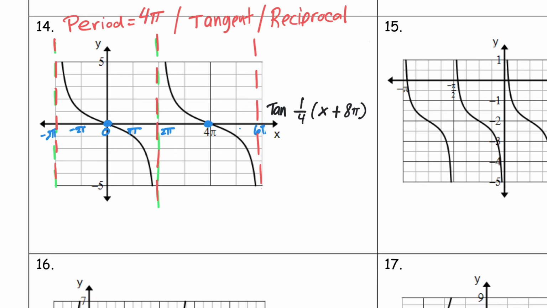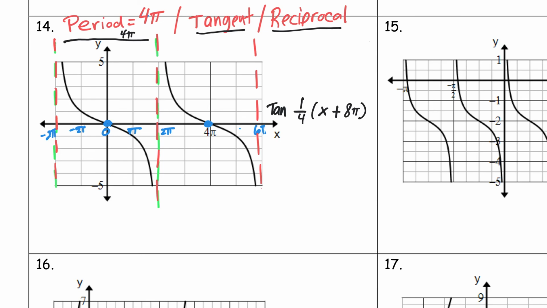For number 14, I use decimals. I'm going to be honest here. I know that the period is 4 pi. So from here to here is 4 pi. I know it was tangent. And I know it's a reciprocal. So what I came up with originally was tangent of 1/4 parentheses x plus 8 pi. And I'm going to tell you why.